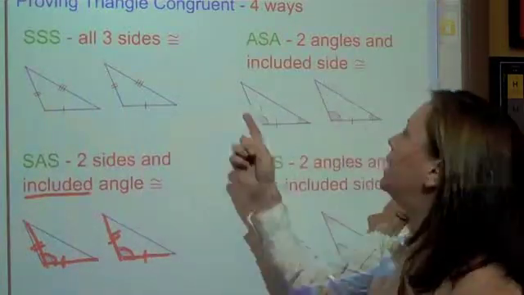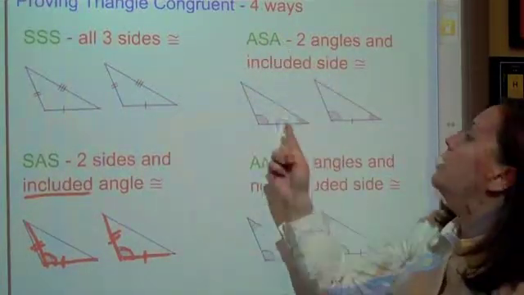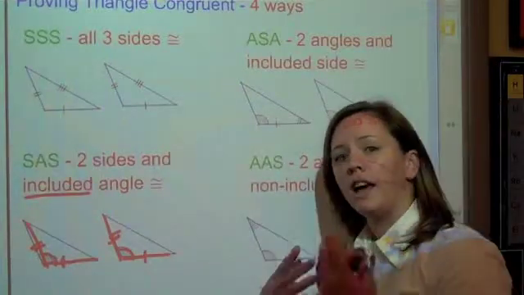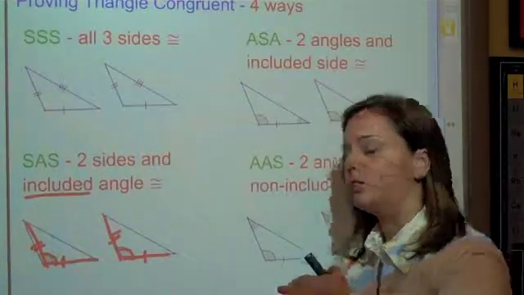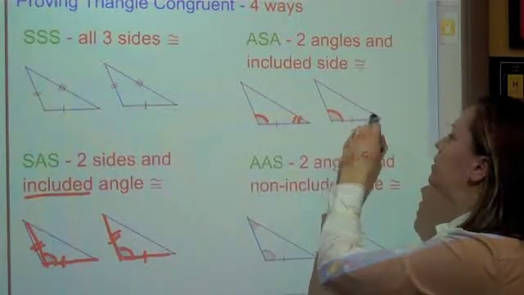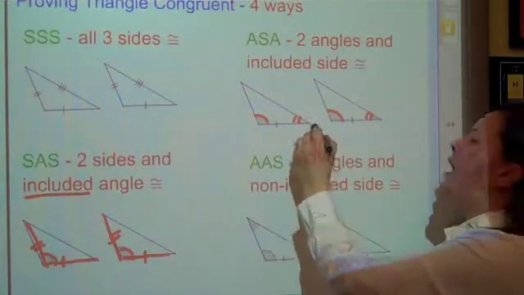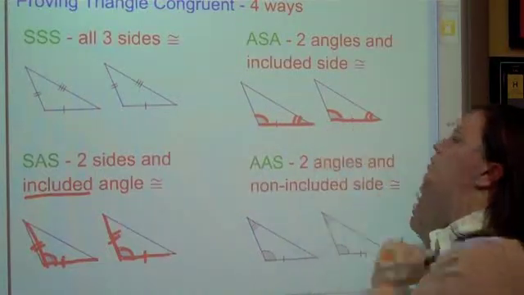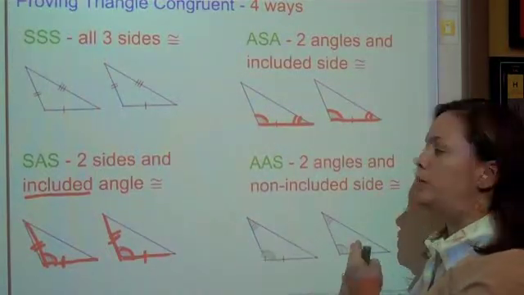The third one is going to be angle, side, angle. That's where you have 2 angles and the side that's included between the 2 angles. So here we have this angle and this angle congruent in the 2 triangles. And then the side that connects those 2 angles is congruent in each of them.